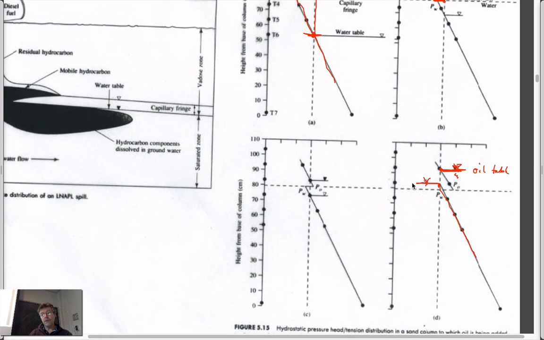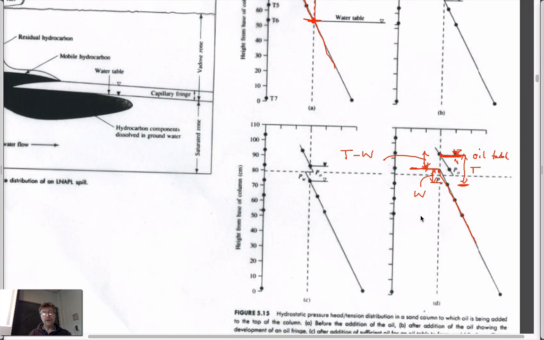What we'd like to do is calculate exactly what this thickness is. In our nomenclature, this thickness is what we'll call T minus W. T is the height of this in the well, and W is the height of the water table above the base of this portion in the well. That's what we're attempting to do.